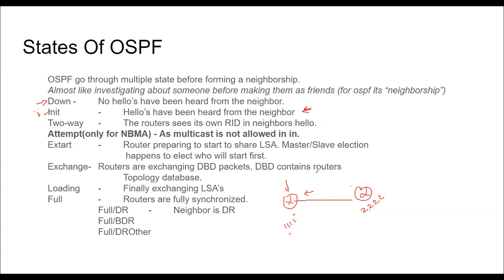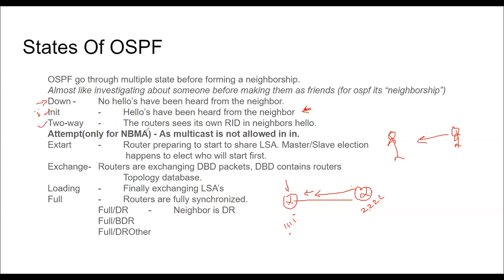But two-way happens when the teacher comes with the person's name. For example, hi Ramesh. So I'm saying hi Ramesh. The teacher is saying the student's name. Similarly, R2 is sending R1's name in it. In that case, that will become two-way state.